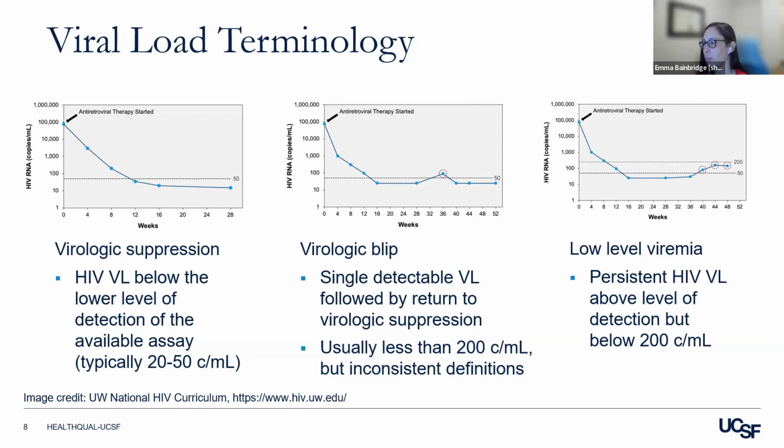But we'll talk a little bit about why that might not be the same sort of pathophysiology. And then low-level viremia is here on the right. So that's a persistent HIV viral load above the level of detection, but below 200.